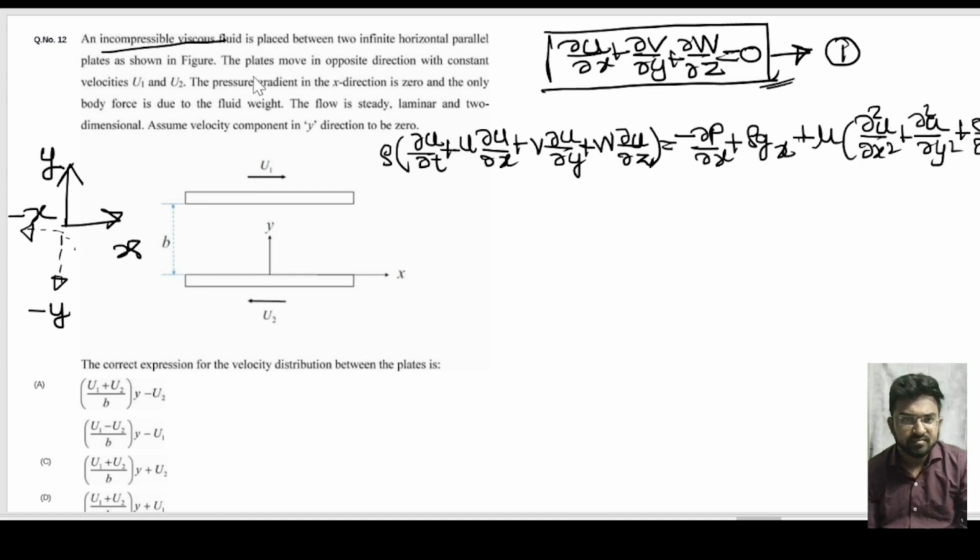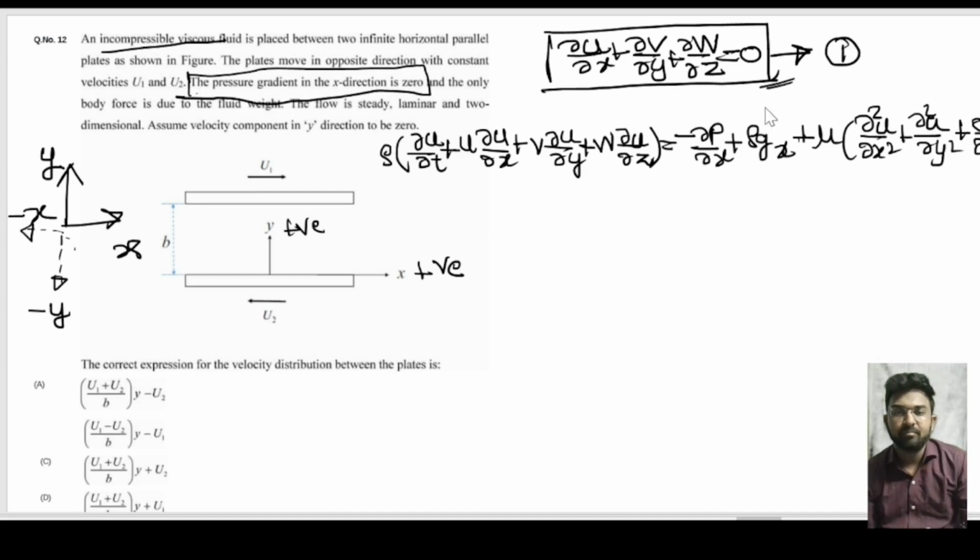The second thing is that the upper plate is moving in the positive x direction and the lower plate is moving in the negative x direction. So this is positive and this is also positive. They have already given the Cartesian coordinates. Next, the most important thing: the pressure gradient in the x direction is 0. This is a very important statement. You have to neglect this term. The pressure gradient in the x direction is 0.